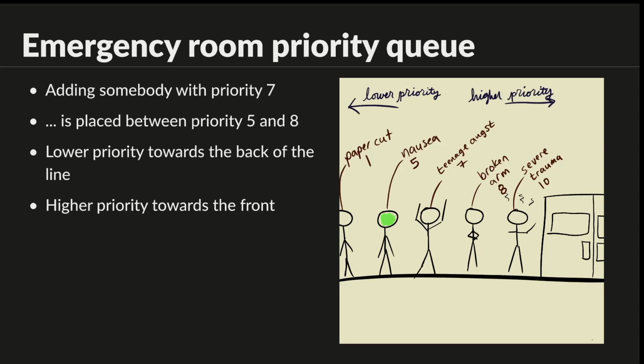So if you add a low priority thing to a priority queue, it will end up at the back or near the back of the line. But adding a high priority thing will place it towards the front. The highest priority thing will always be the first in line. Second highest is next, and so on.